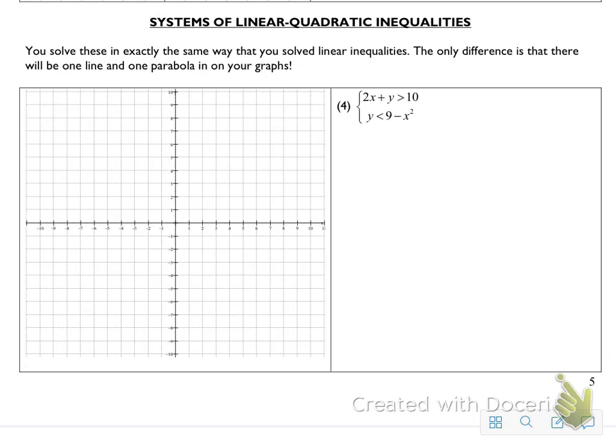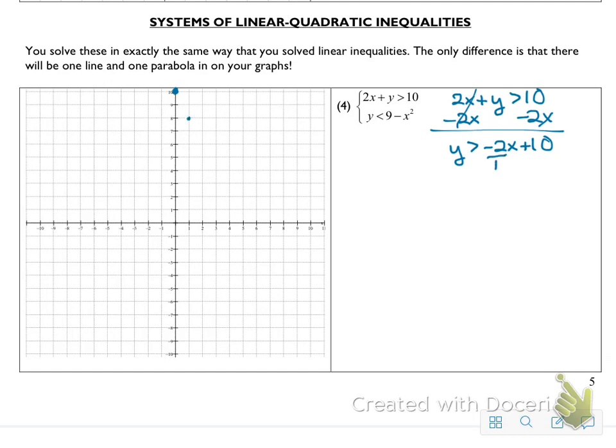Now, the first one, the 2x plus y is greater than 10, that is just a straight line. And we need to solve that for y. So let's do that. You subtract 2x, and you get y is greater than negative 2x plus 10. So we can start at 10 and go from there. The slope is negative 2 over 1, so we go down 2, right 1.